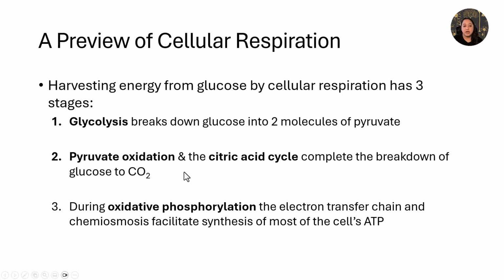So at this point, glucose is all the way broken down to carbon dioxide, but the electrons are now held and being carried by NADH and that other molecule, FADH2. And then it's during stage 3 that this all comes into play. So during oxidative phosphorylation, the electron transport chain and chemiosmosis facilitate synthesis of most of the cell's ATP. All of these electrons and protons that travel with them finally come into play, and this is what really drives making ATP.